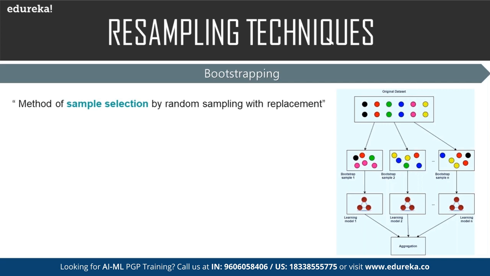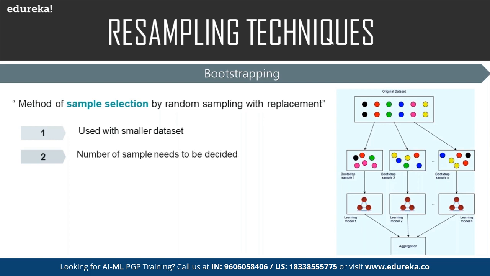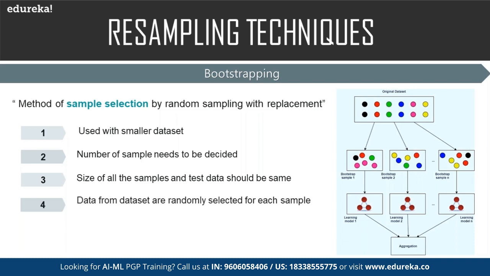Bootstrapping is another method, where we randomly sample the data with replacement. In the sense that we don't reuse the same data, but in place of the existing data, we use new data. This is how we randomly pick data from the data distribution of the data set, and resample and split it. We usually use this method when we have smaller data sets, and the number of samples needed can be decided with it. The size of all samples and the test data should be the same when we opt for the bootstrapping technique.